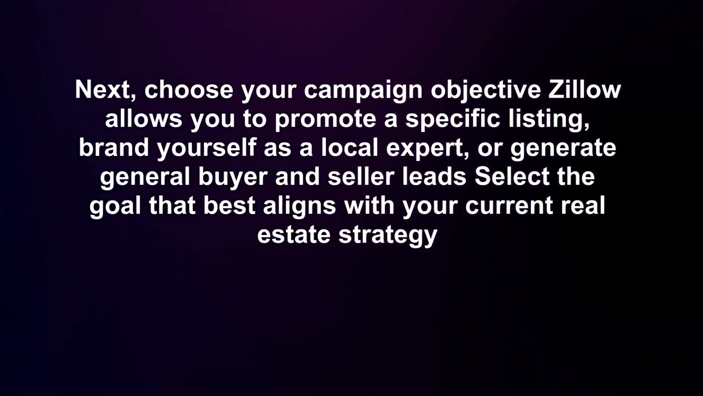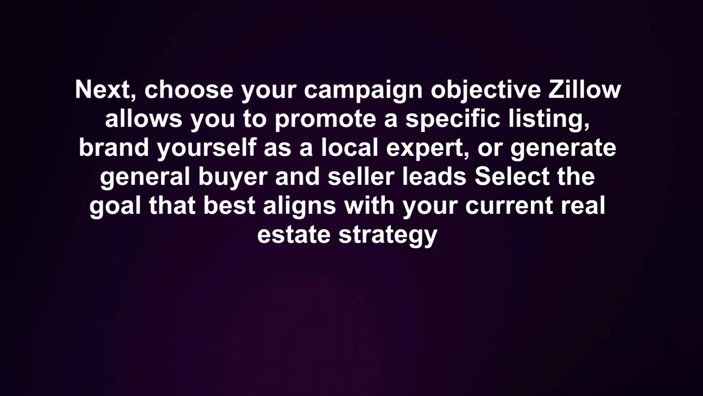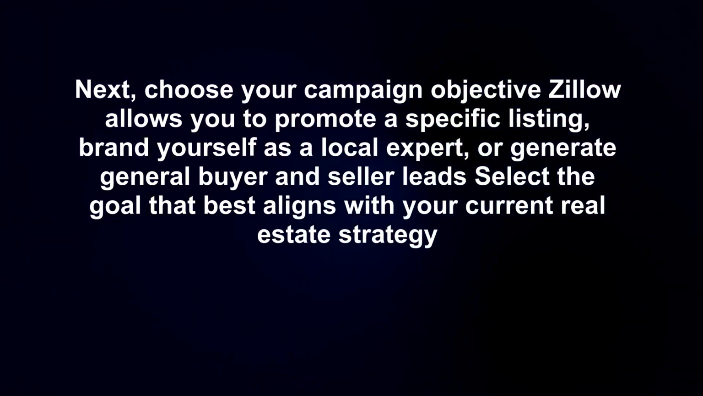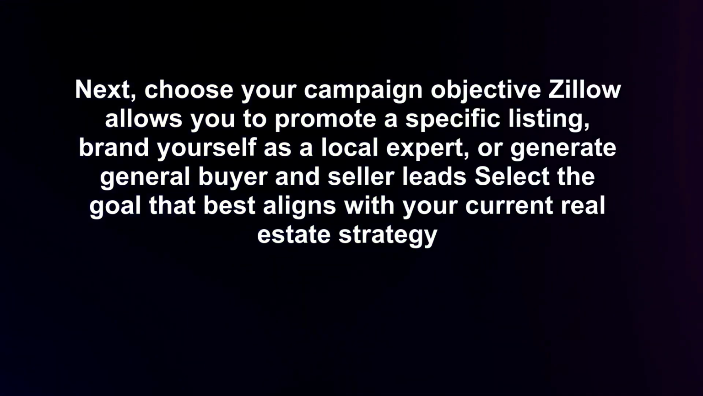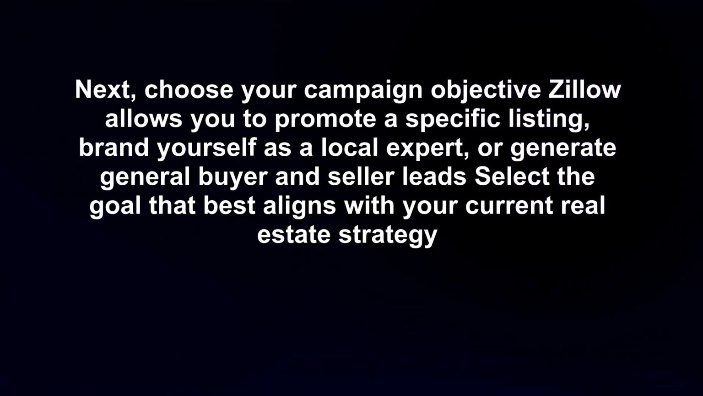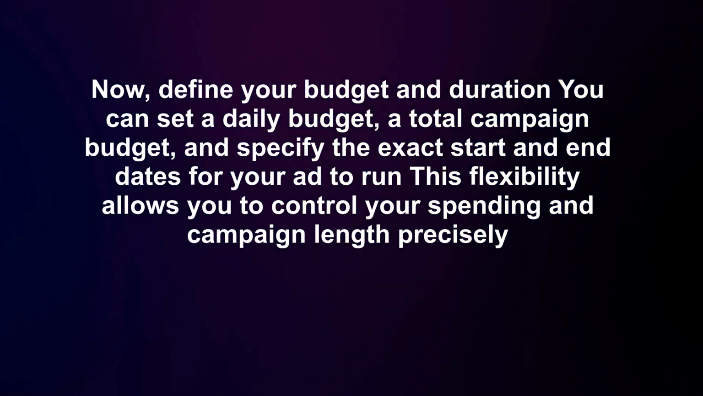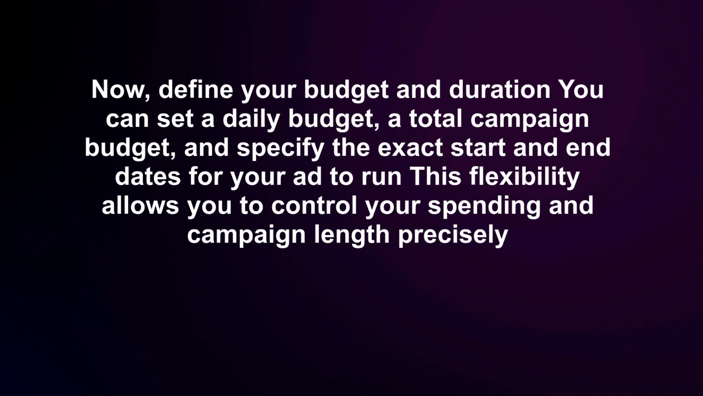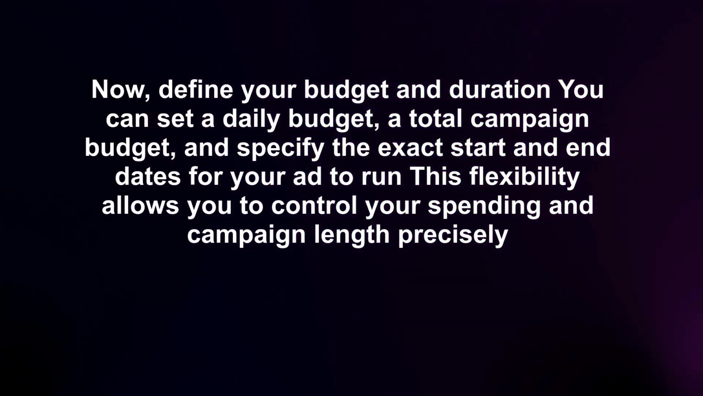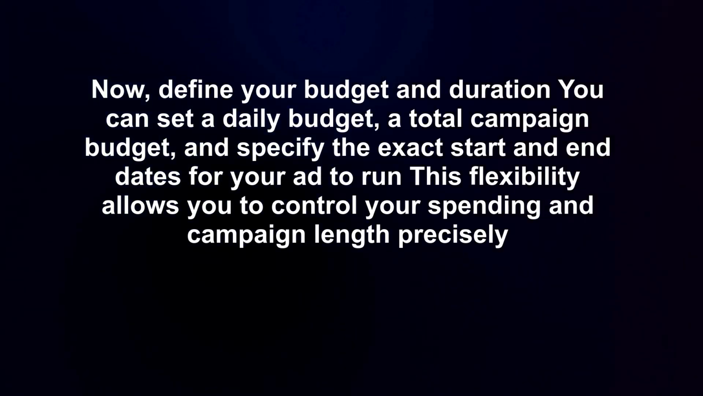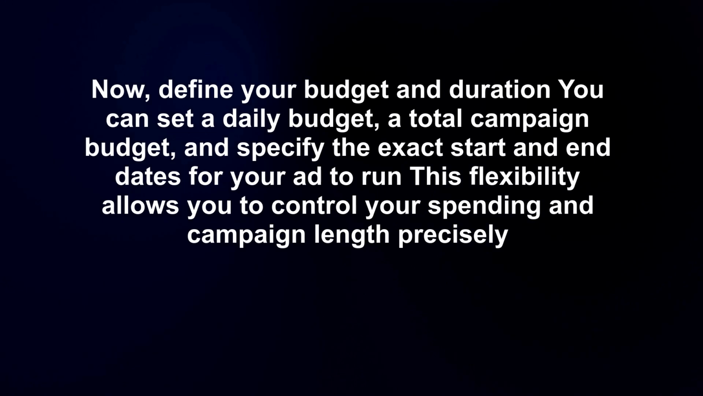Next, choose your campaign objective. Zillow allows you to promote a specific listing, brand yourself as a local expert, or generate general buyer and seller leads. Select the goal that best aligns with your current real estate strategy. Now, define your budget and duration. You can set a daily budget, a total campaign budget, and specify the exact start and end dates for your ad to run. This flexibility allows you to control your spending and campaign length precisely.